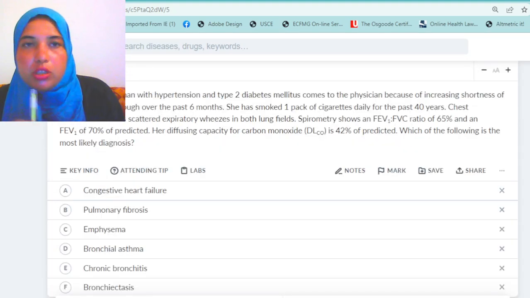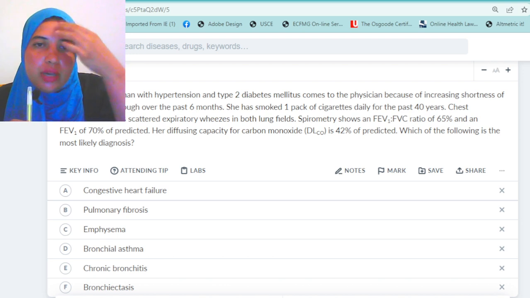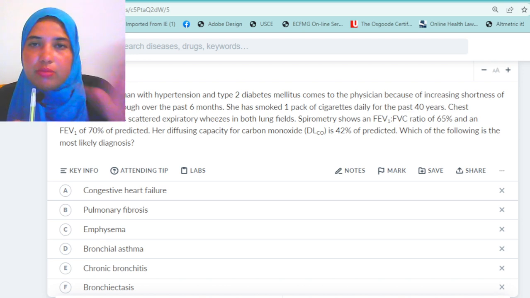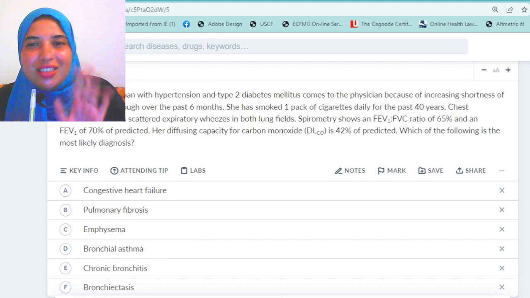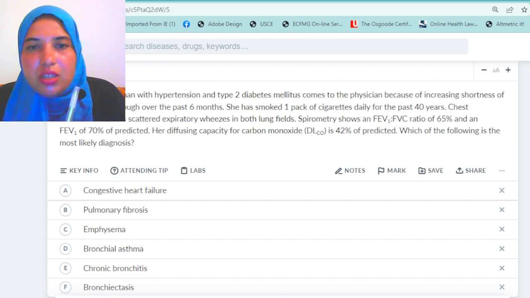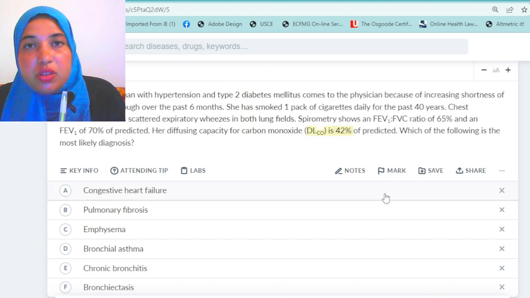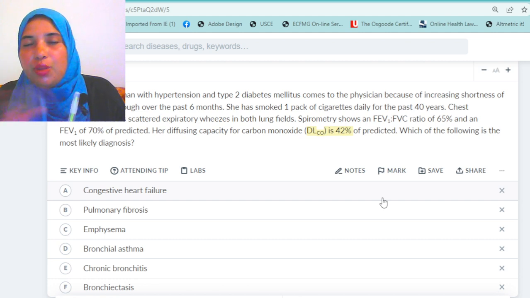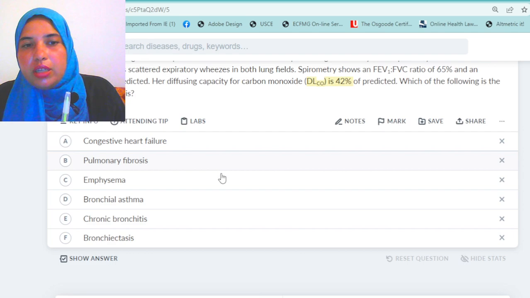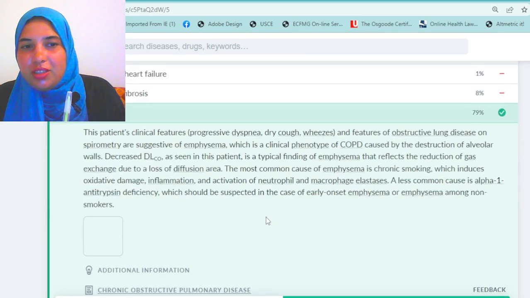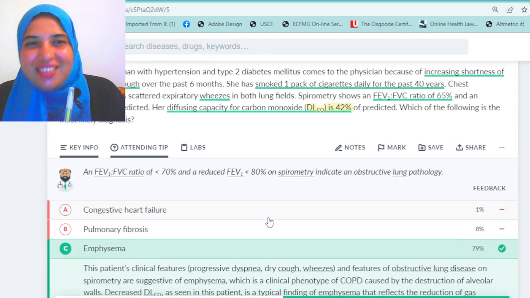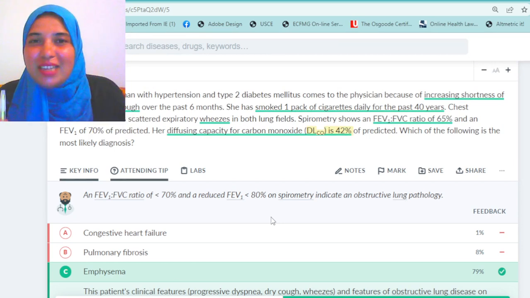Let's do one more question. A 62-year-old woman with hypertension and type 2 diabetes comes to... I gotta follow my rule. So last two sentences. Her diffusing capacity is 42%, so it's low. If you study First Aid, you know the only thing that does this is emphysema. For example, which of the following is the most likely diagnosis? Should I click emphysema? I'm correct. It's emphysema. Okay. So again, in your real exam, don't do that.